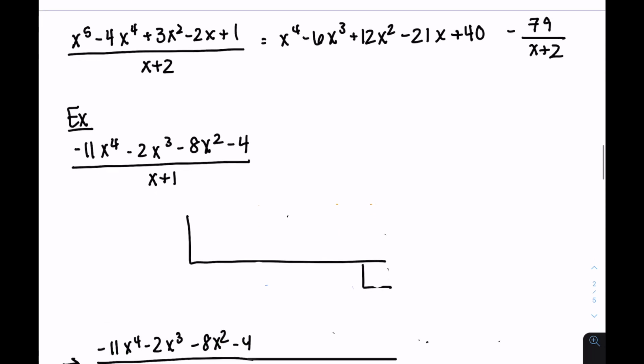So let's go ahead and try this again. Let's take this polynomial and divide it by x plus 1. So in the box over here, I'm going to put the opposite. It says positive 1, we put negative 1. Now I'm going to put the leading coefficients.